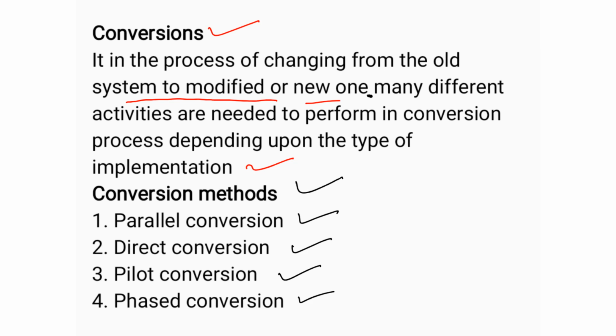And phased conversion. Step by step or stage by stage they will implement the conversion. For example, one department this month, another department next month, like that, step by step over a period of time, 10 days, 15 days, 20 days. The complete conversion will happen over 6 months, 7 months, like that. They will prepare that time schedule, and based on that, the conversion will happen. So this is phased conversion. These are the conversion methods.